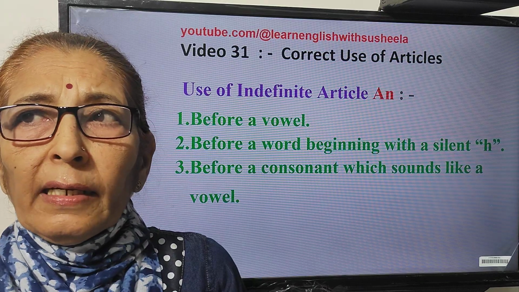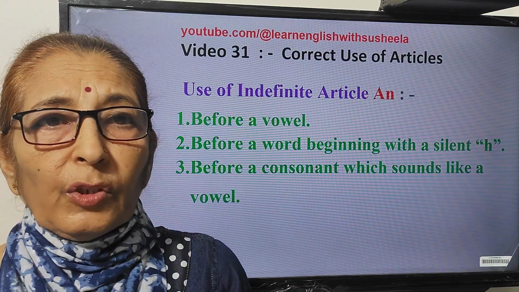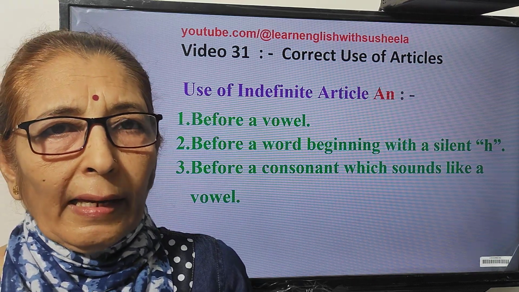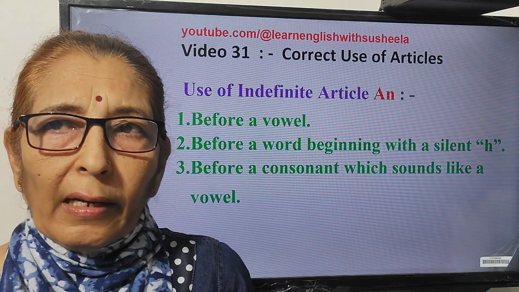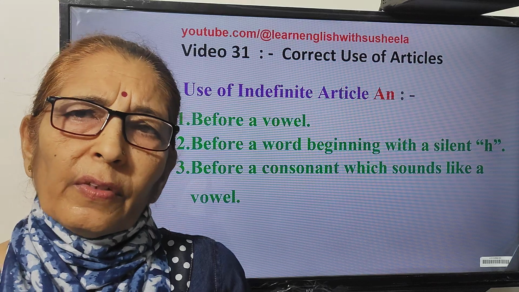Now use of indefinite article an. We use it before the words which begin with a vowel. For example, an apple, an egg, an ink pot, an orange or an umbrella. So wherever the word is beginning with a vowel, we use an.